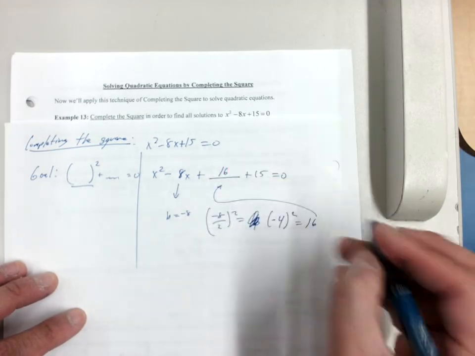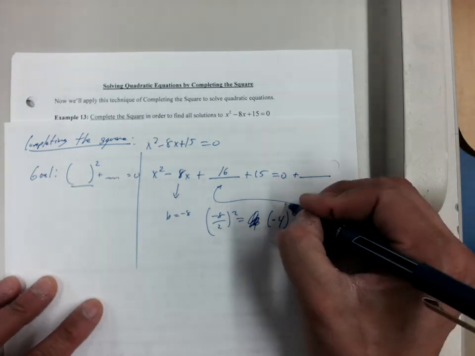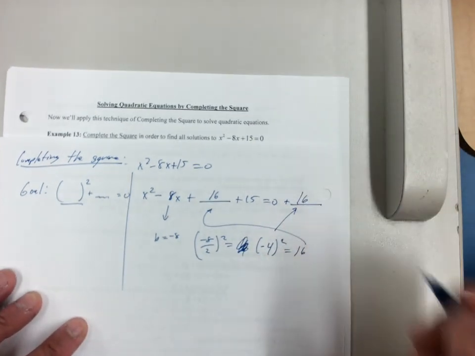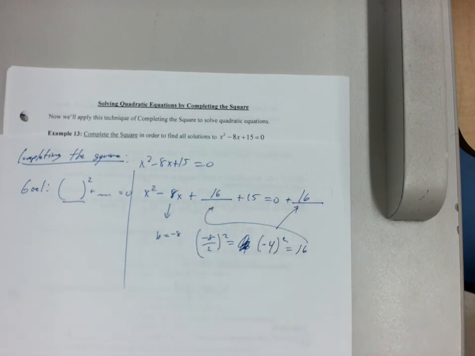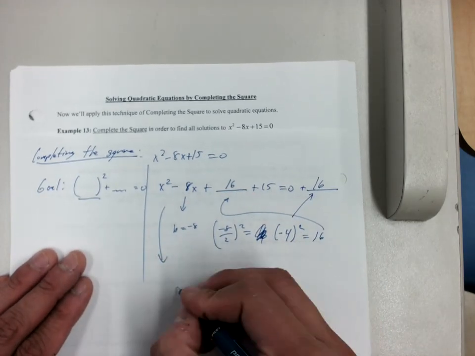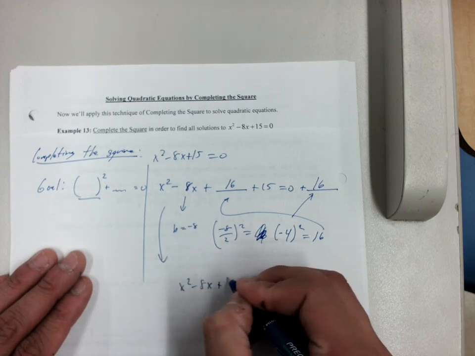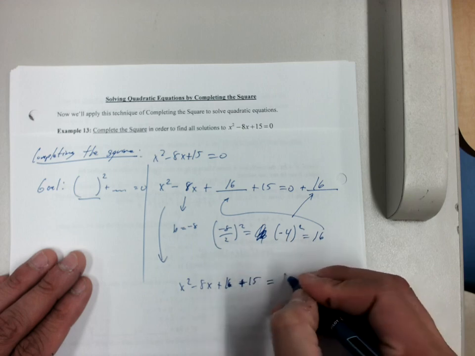16 does. And then we're also going to put a plus blank on this side because we need to add it to both sides over here. We're going to put 16 there. Okay? Why? Because what I add to one side, I have to add to the other side. And then we're going to move it down. So I have x squared minus 8x plus 16, plus 15 equals 16.